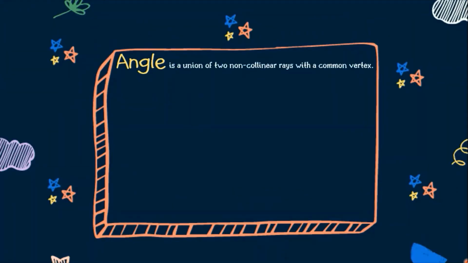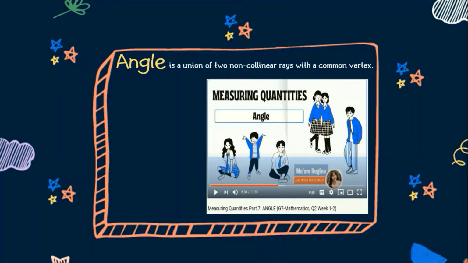An angle is a union of two non-collinear rays with a common vertex. We have already discussed angles in our lesson about measuring quantities under quarter 2, week 1 to 2. Meron na rin tayong video na ginawa about it, measuring quantities, at yung angle ay part 7. It's a part of an 8-part playlist, measuring quantities part 7 ang angles. I recommend that you check this video first bago kayo mag-proceed panoorin itong ating video about angle pairs.